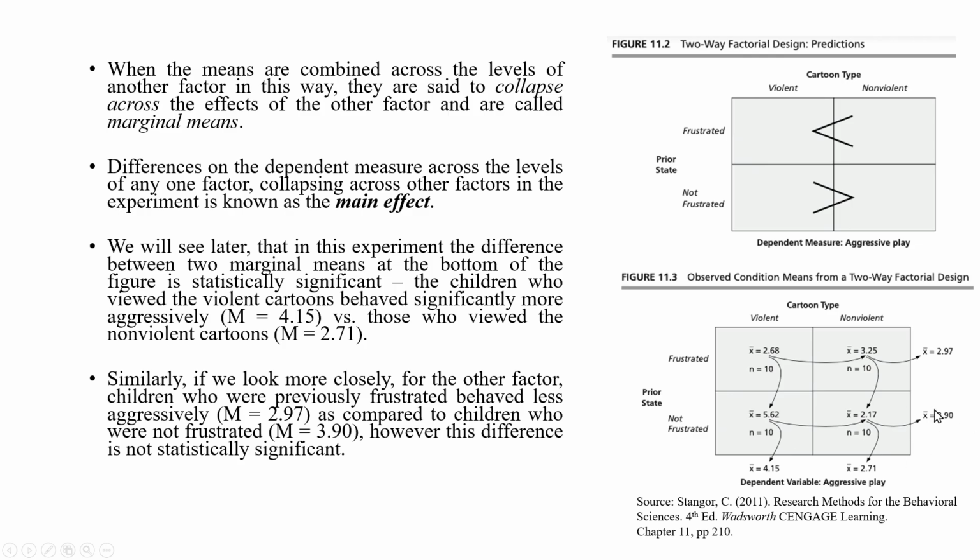So, basically what we are seeing are referred to as marginal means. They tell you about the effect of one variable across the other variable. Now, the difference on the dependent measure across the levels of any given factor, collapsing across other factors, is called the main effect. So, the difference between these two means will be referred to as the main effect.